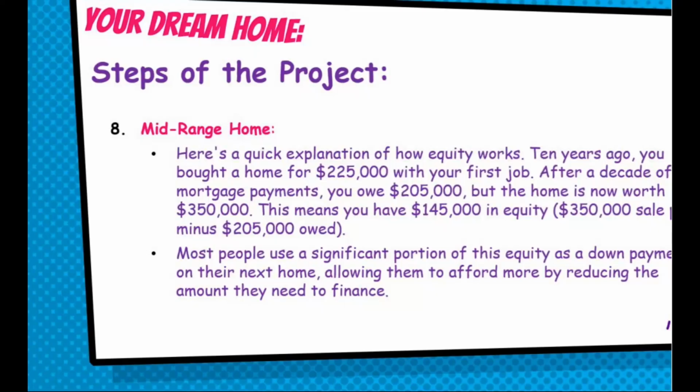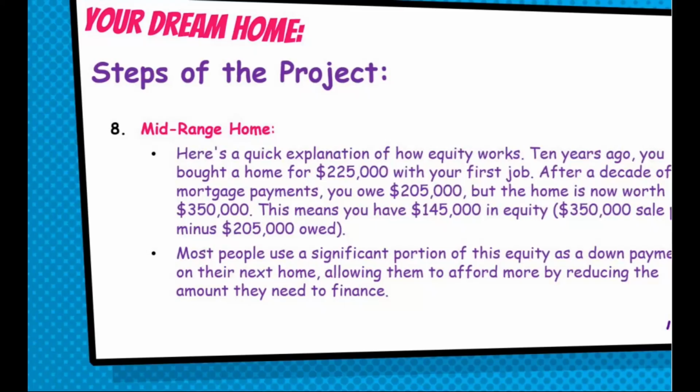Well, that means that you can afford almost a $650,000 home, because you're putting almost $150,000 down on it. So that's kind of how the equity works. Most people use a significant portion of this equity as a down payment on the next home, allowing them to afford more by reducing the amount they need to finance.